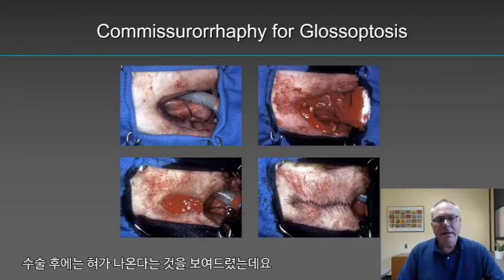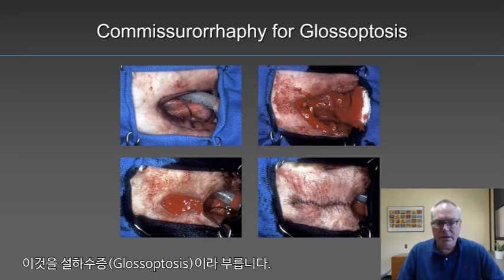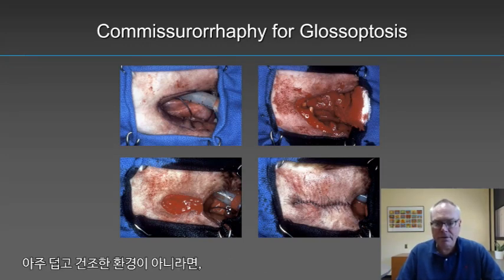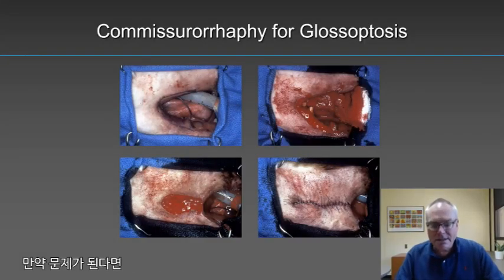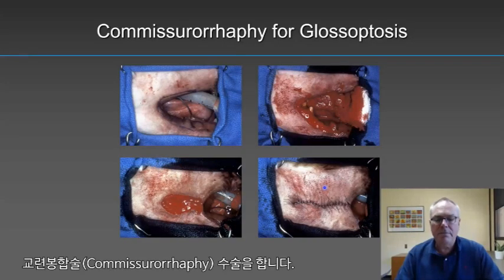As I've mentioned, the tongue that protrudes is known as glossoptosis. If the tongue protrudes, that rarely, if ever, gives you problems. It can give you problems in very hot and dry climates. Then you can see desiccation of the margin of the most rostral aspect of the tongue. So if that is an issue, then we can perform a commissurography.